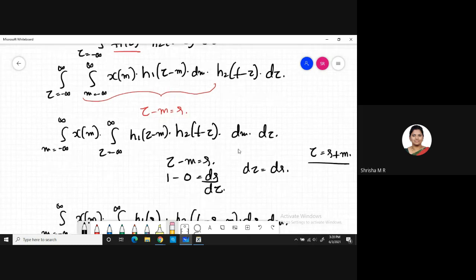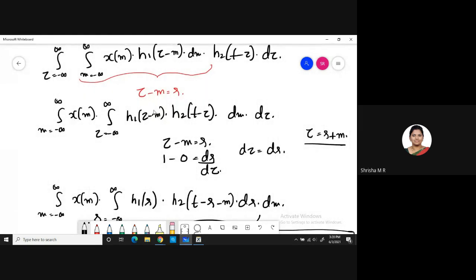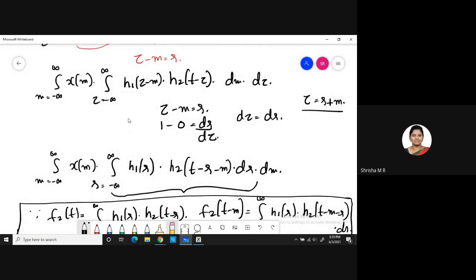So what we have to do is replace this tau minus m with r. If tau is equal to minus infinity, r is equal to minus infinity. If tau is equal to infinity, r is equal to infinity. If you differentiate with respect to tau, you get 1 minus 0 equals dr by d tau, since m is a constant. So d tau is equal to dr. Then tau is equal to r plus m, as the m goes to the other side.